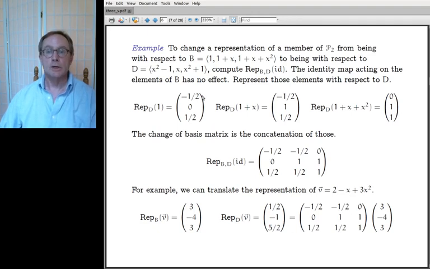It turns out when you do the arithmetic that the representation with respect to D of the first basis vector in capital B is this. The representation with respect to D of the second basis vector in capital B is this.